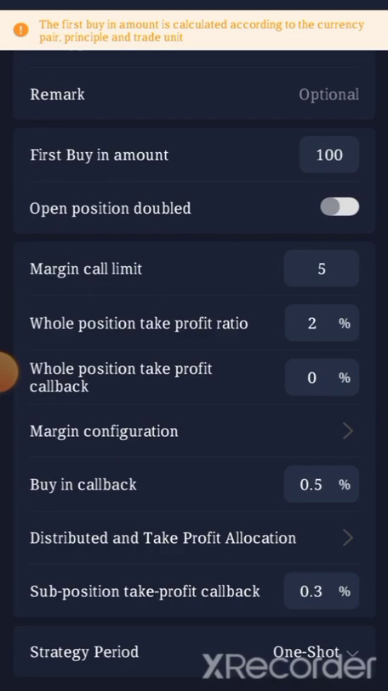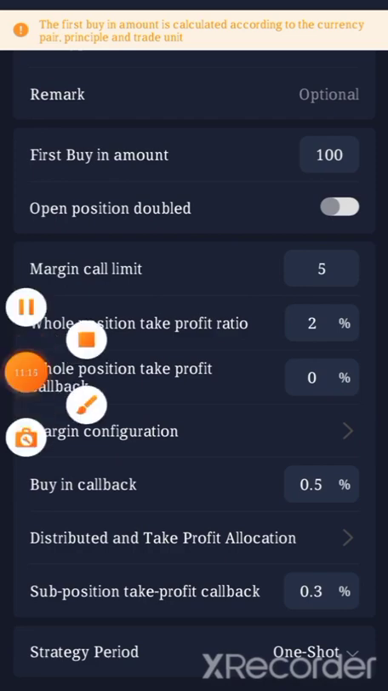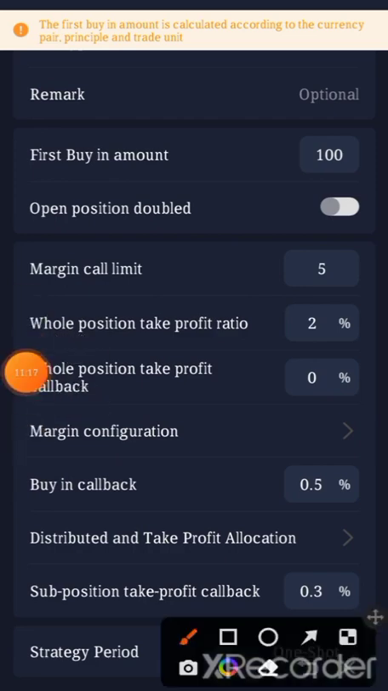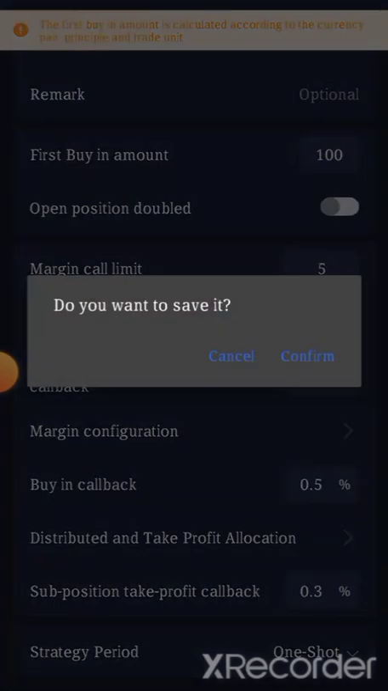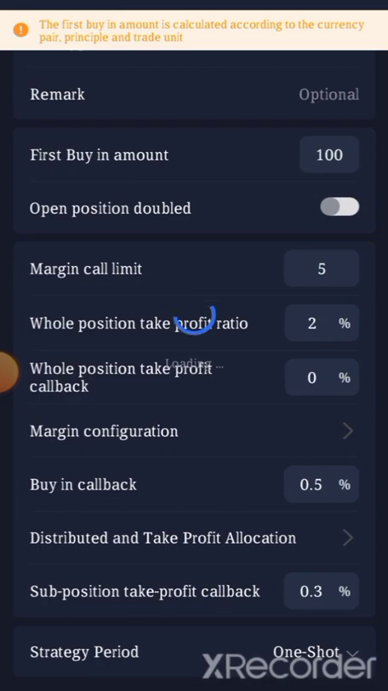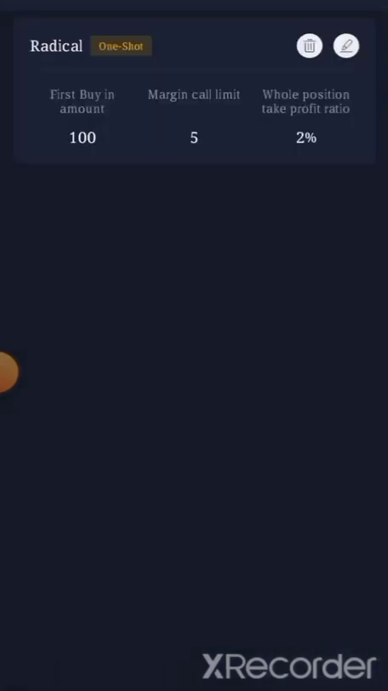So here I simply save. To save your settings, you just look at the top right corner, there's a word written save. You just tap there, and then you confirm, and your strategy will be set. Okay, so you already have your strategy there.